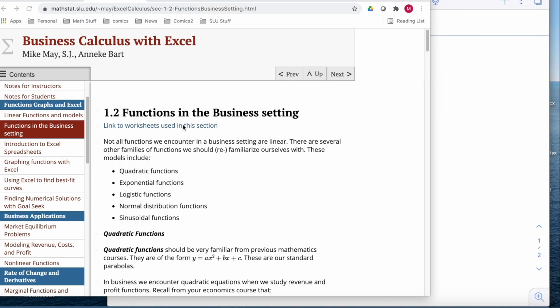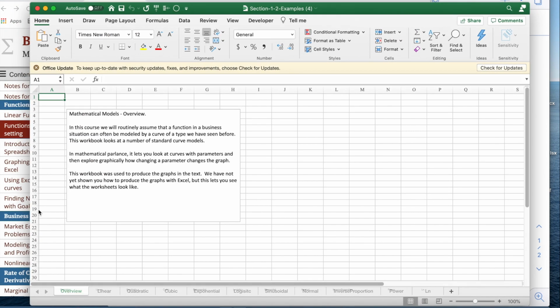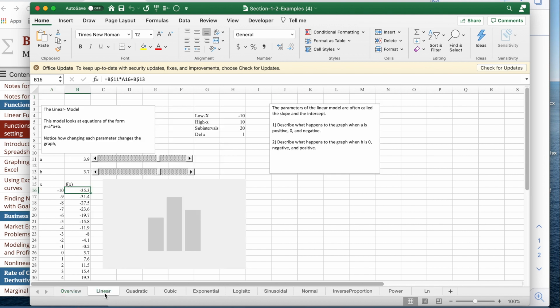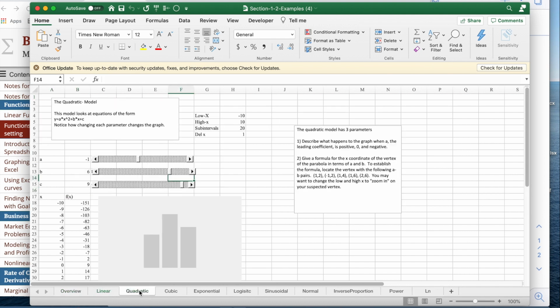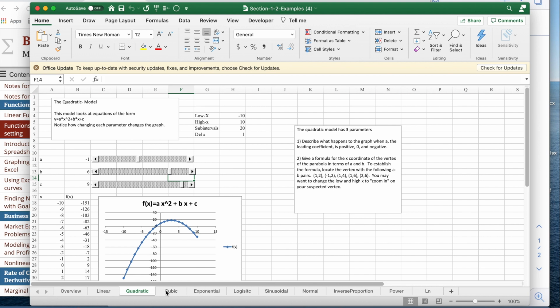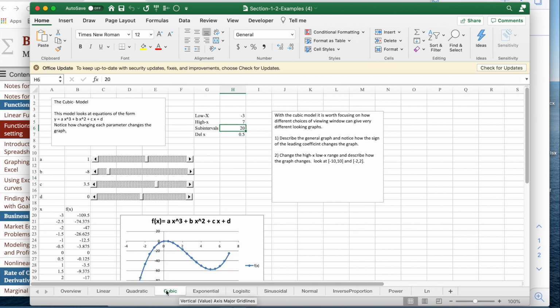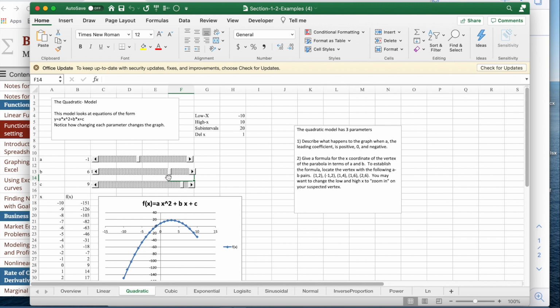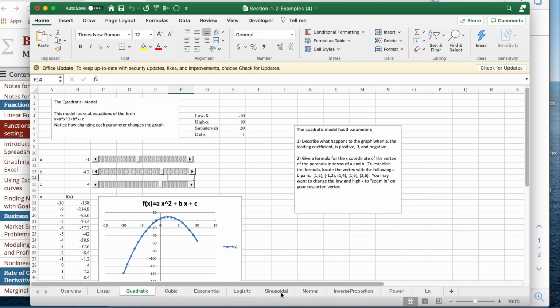In looking at these functions, it'll be useful to click the link to the worksheet used in this section. There's an Excel worksheet that lets you play with the various kinds of functions and see what they look like as you change the constants. So if I was looking at a quadratic function, I can see what happens if I change b, or if I change c, that's going to move the function up or down. All of the kinds of functions show up on that worksheet.